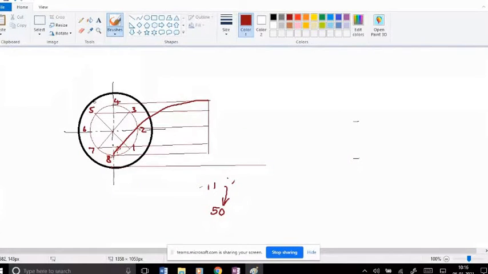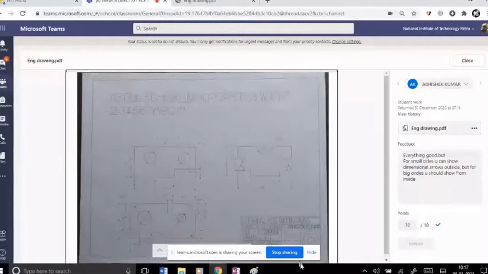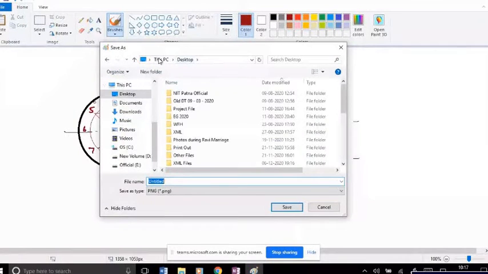Is it clear? Yes, sir. Okay, let me ask you one thing. Today I'm trying a different method to show the drawing. Is it okay, or are you able to visualize this? Yes, sir.